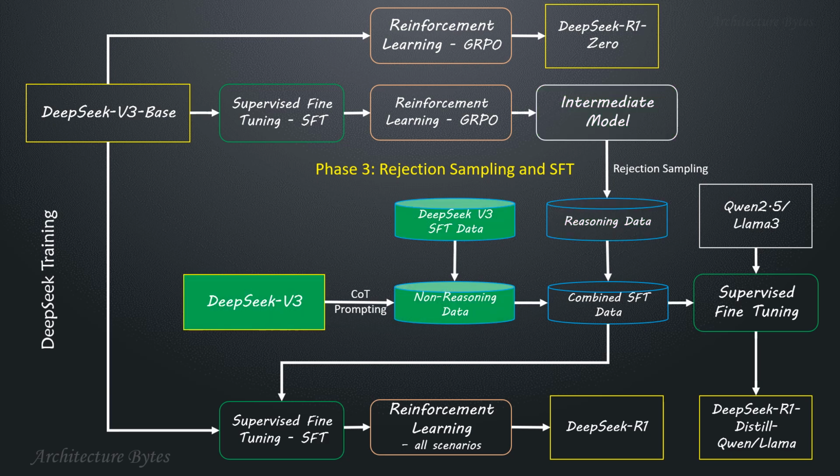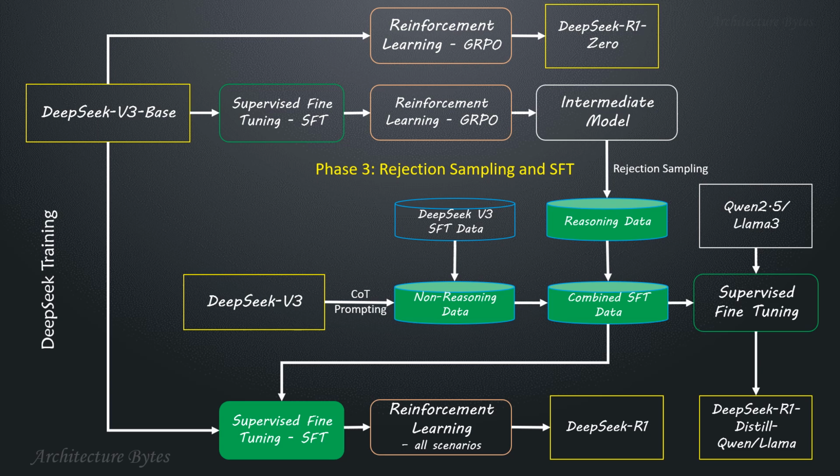Non-reasoning data is made up of samples from DeepSeek v3 supervised fine-tuning data and chain of thought prompting of DeepSeek v3. This combined data is used for supervised fine-tuning of DeepSeek v3 base. So that was the rejection sampling and supervised fine-tuning phase.